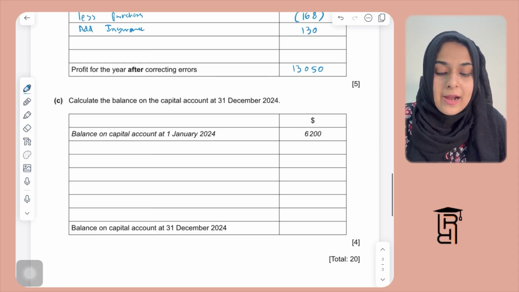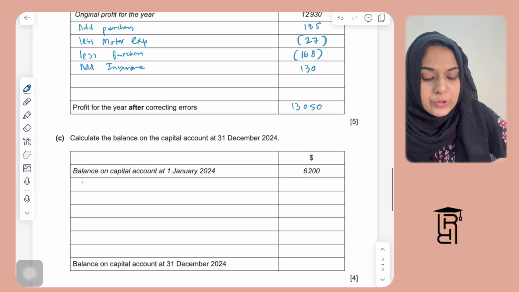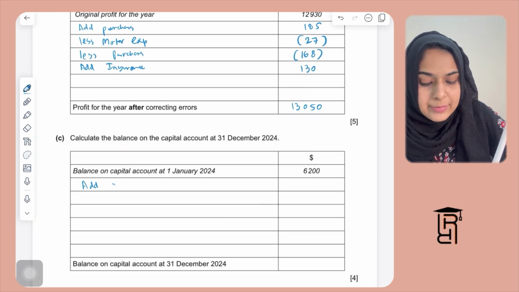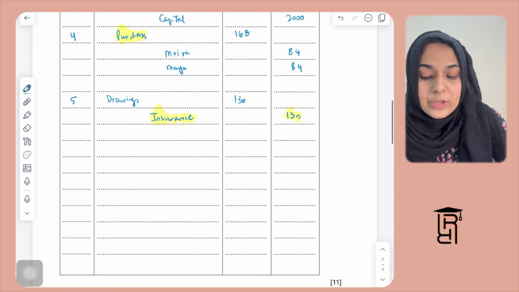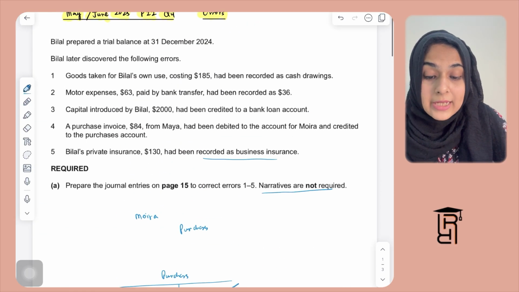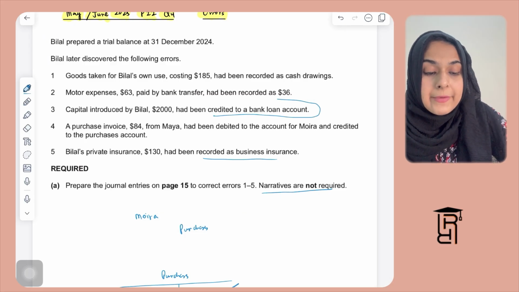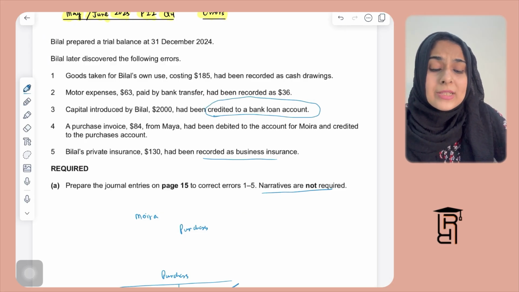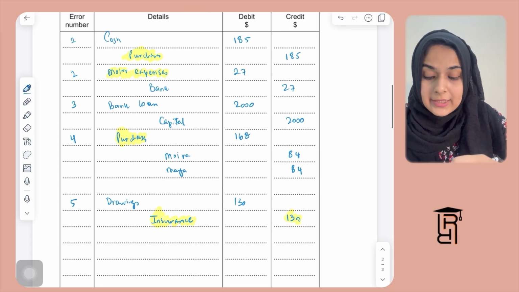So they've given you opening capital balance at 1st January 2024. And now what I'm supposed to do here is add the additional capital. Additional capital here is 2000 when I actually corrected the entries, right? In one of the entries, additional capital was mistakenly put into the bank loan account. So the bank loan account was credited when it was actually additional capital, right? So I debited the bank loan account and I credited the capital account.